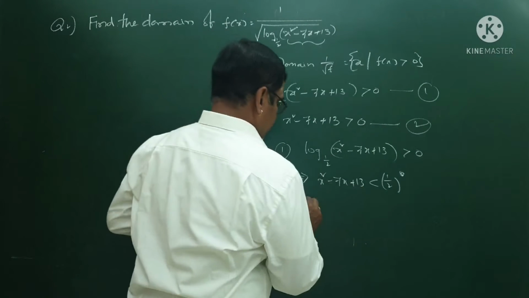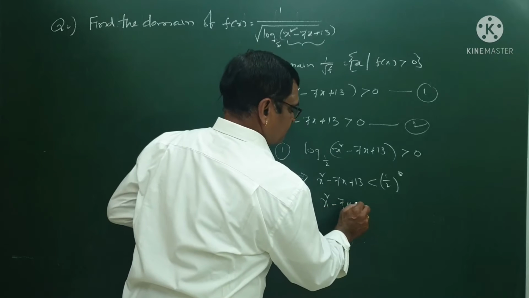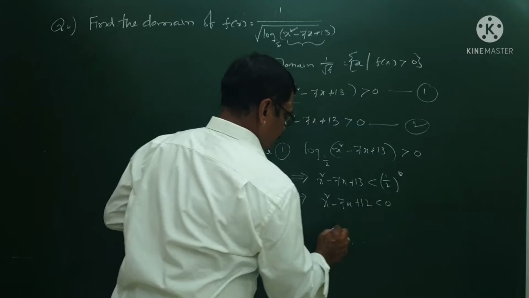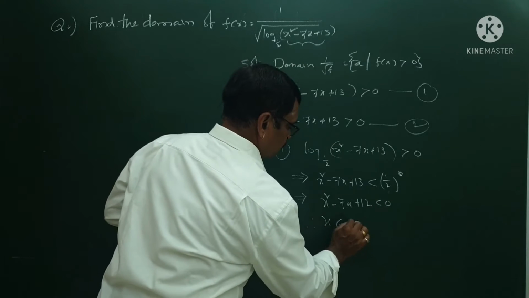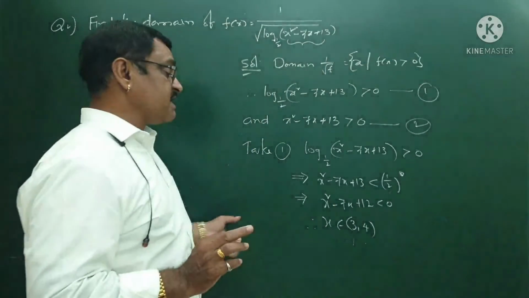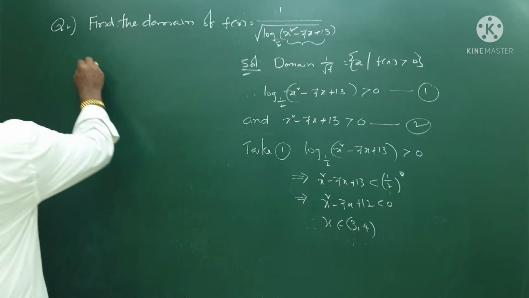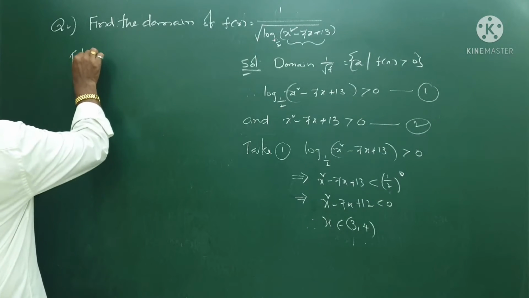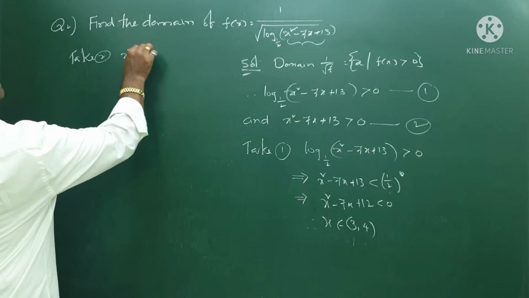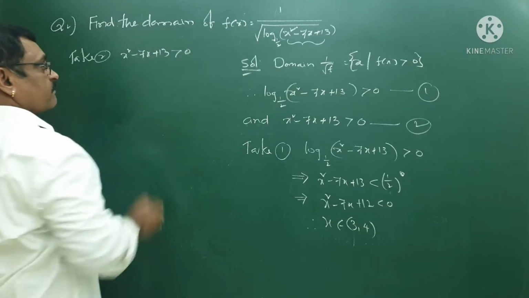Okay, now this is now one equation. This implies x square minus 7x, this is 1, brings it, plus 12 is less than 0. Therefore, my x belongs to (3, 4). Okay, we got answer (3, 4) using the first condition. Now take second. Second one, x square minus 7x plus 13 greater than 0.